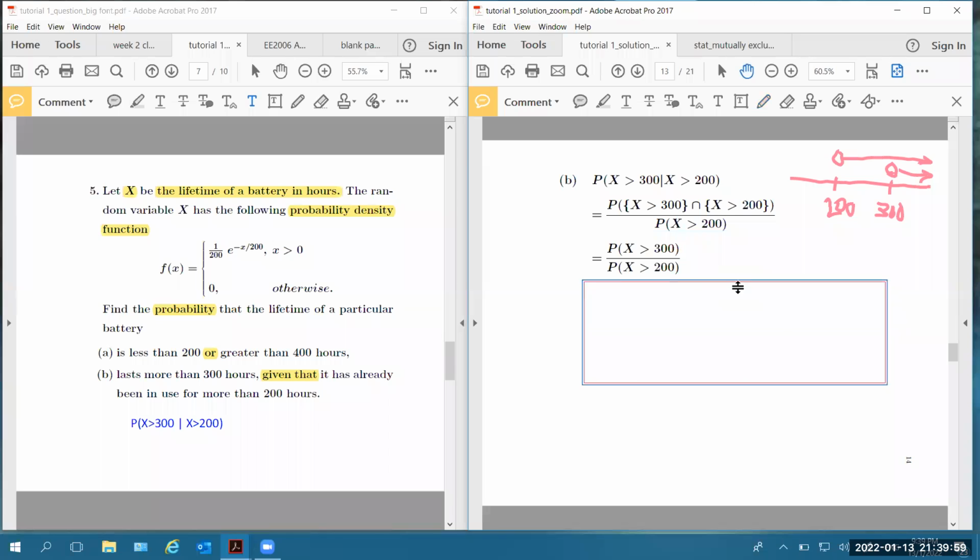Now we just do the integration. The numerator is the integral from 300 to infinity, and the denominator is from 200 to infinity. Just integrate the probability density function, put this expression inside, integrate and put in the limits. That's what you have. You can work out the details. Is it okay, class?